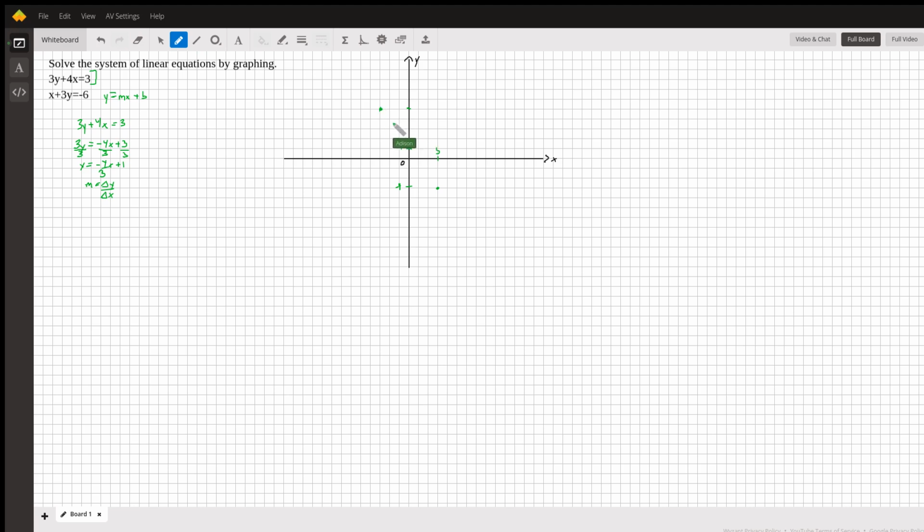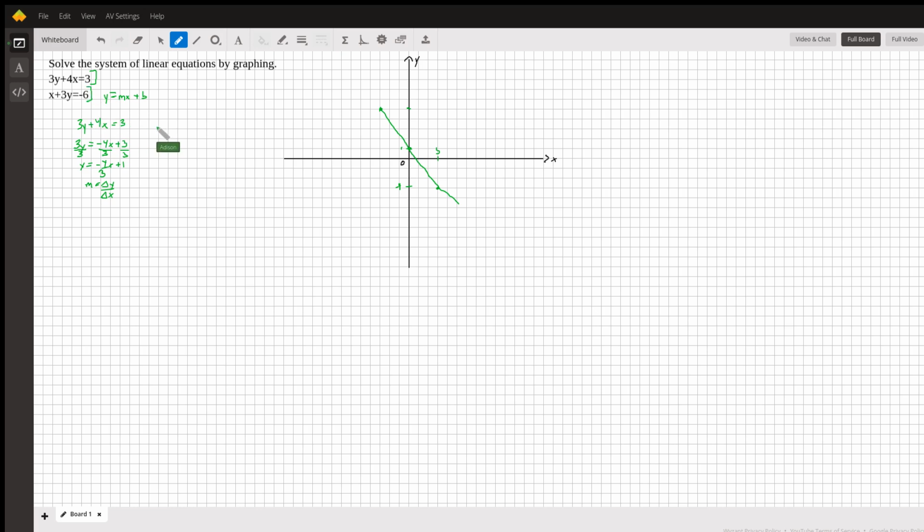So now that we have 3 points on this graph, we can go ahead and draw a line based off of the slope-intercept form. Now, my line's not going to be quite perfect because I don't have a straight edge. I'm just going to take this slow and see if I can draw this relatively well. Okay, that's pretty good. All right, we're going to take the exact same steps and solve for the second equation.